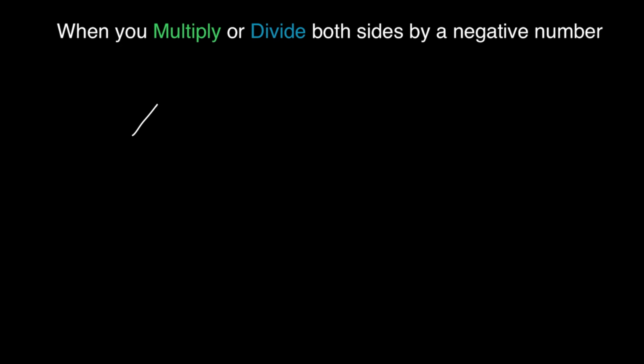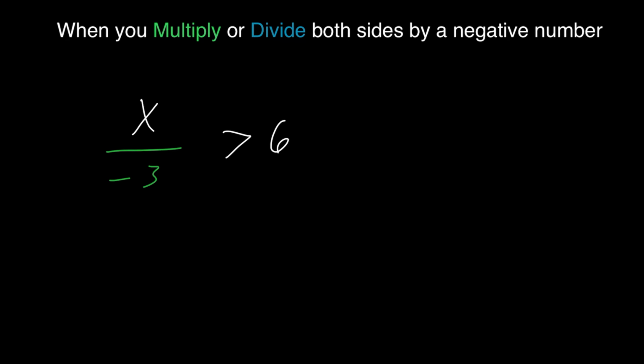Let's say we have x over negative 3 is greater than 6. So to isolate the x on the left-hand side, we must do the inverse operation of division, which is multiplication. So we're going to multiply both sides by negative 3. Times negative 3 on this side cancels that out and isolates the x, and we multiply by negative 3 on the right-hand side.